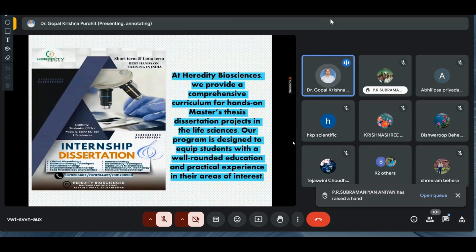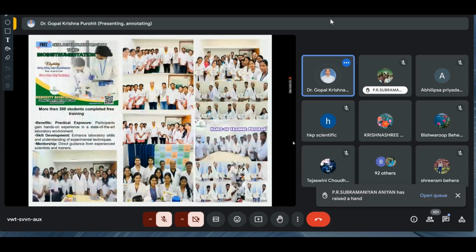Heredity Biosciences is announcing a dissertation master's degree program. Those who are interested in this program can apply. We have wide applications for these dissertation programs, with product-oriented as well as research-oriented topics, so that students can utilize them for their future career.